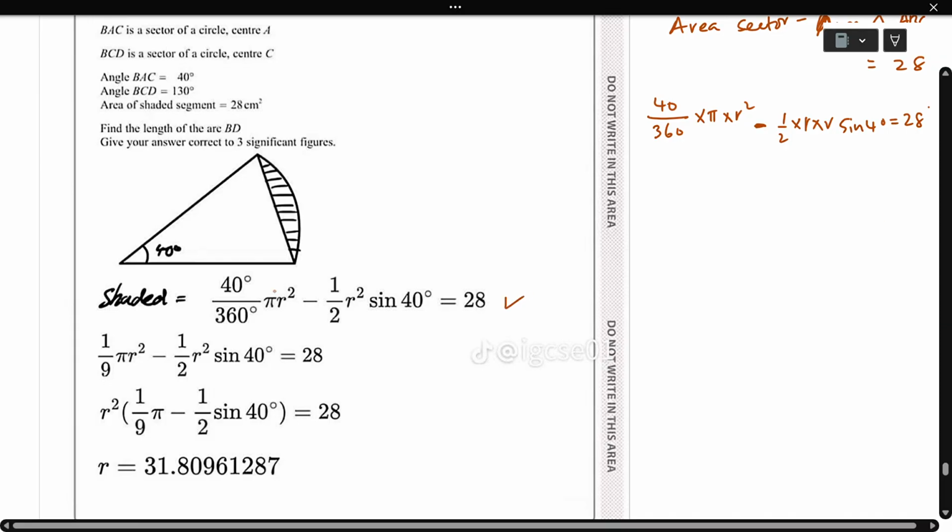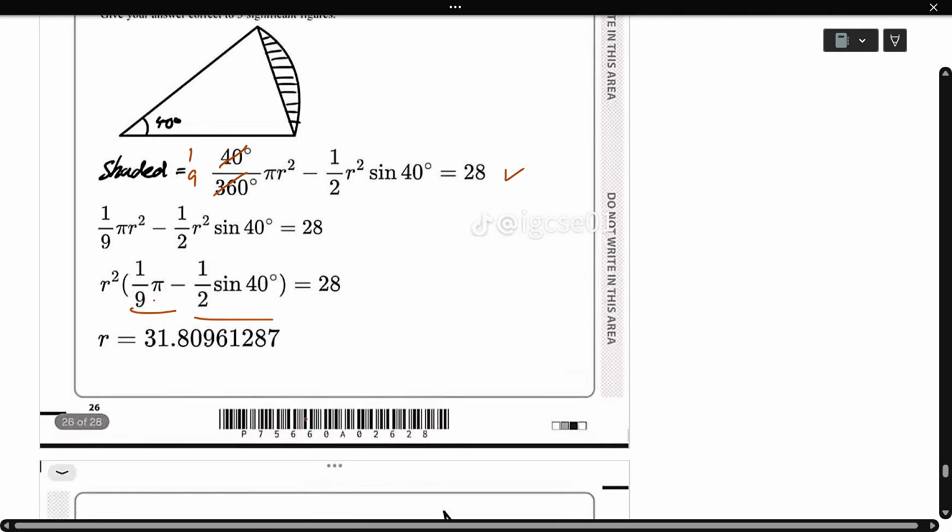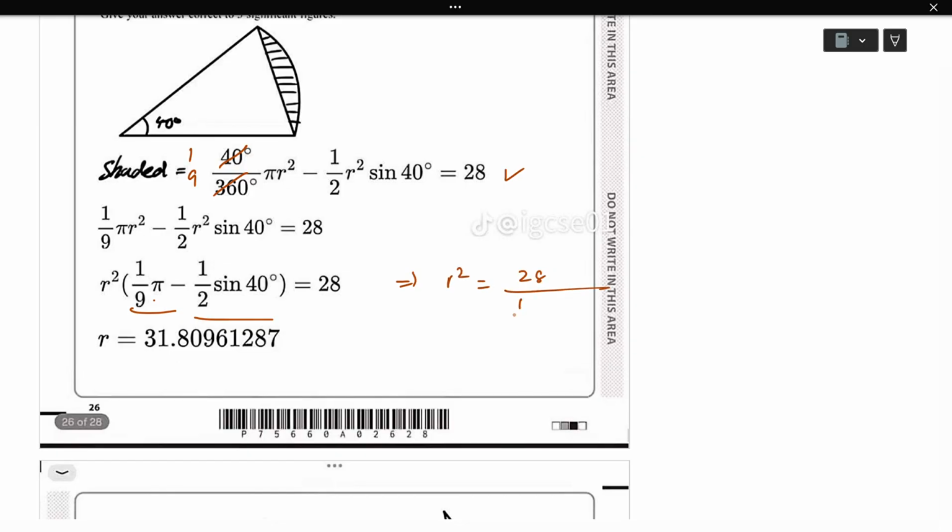Then we get 1 by 9, and this is 1 by 2, so we are bringing r square outside as common. The rest is going to be 1 by 9 pi and 1 by 2 sine 40 equal to 28. So when you use a calculator, after this line, r square equal to 28 over 1 by 9 pi minus 1 by 2 sine 40.